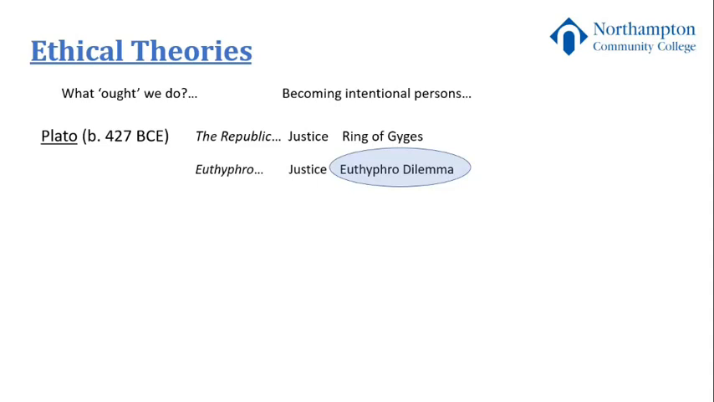So it's not as odd as you think. It's a pretty important question in ethics. That's something for you to think about. Okay, moving on. Aristotle, he then was a pupil of Plato.